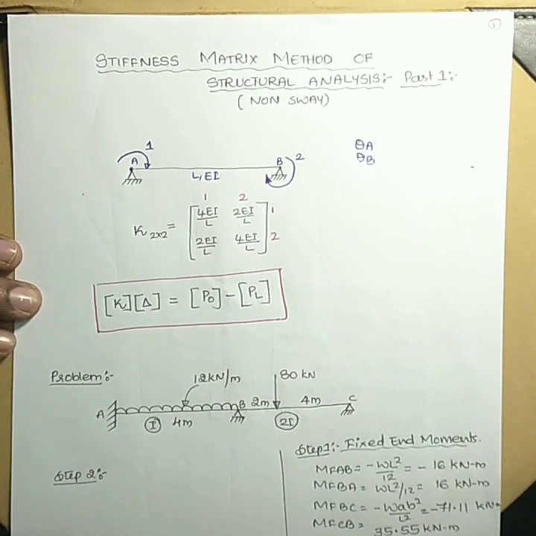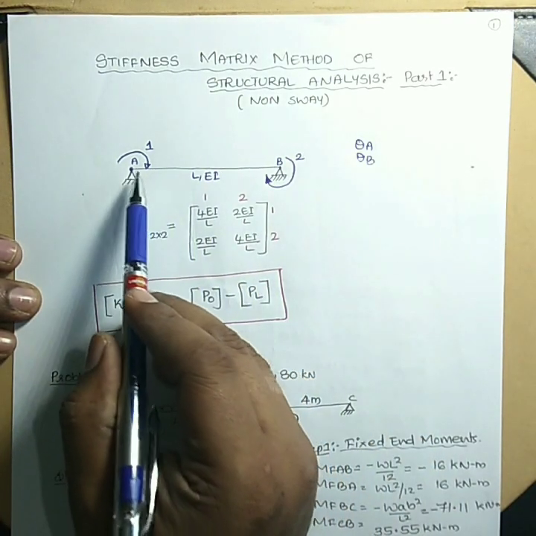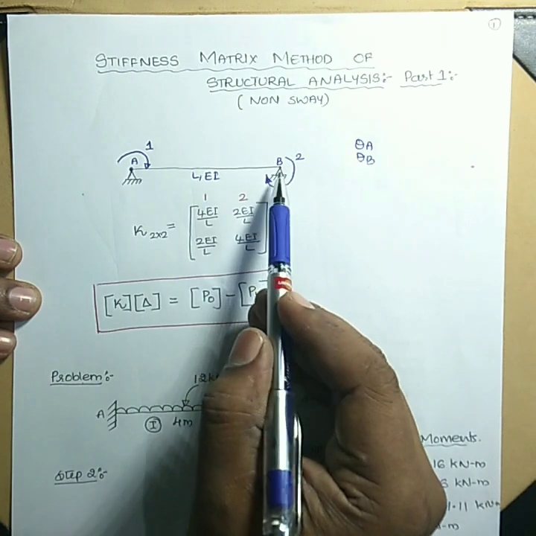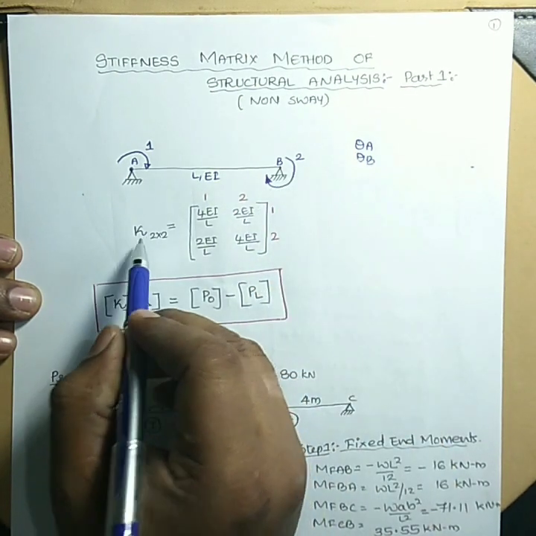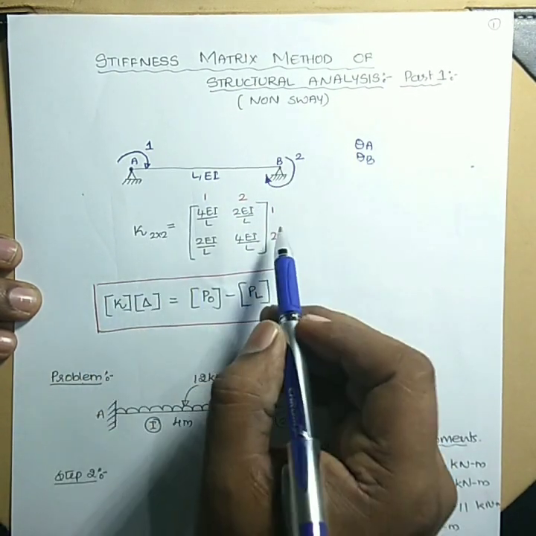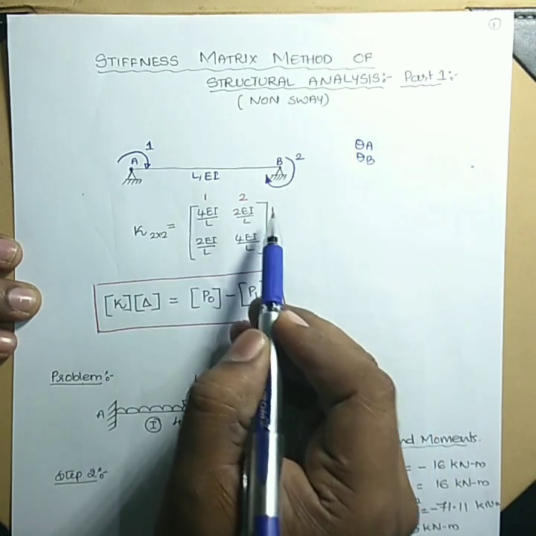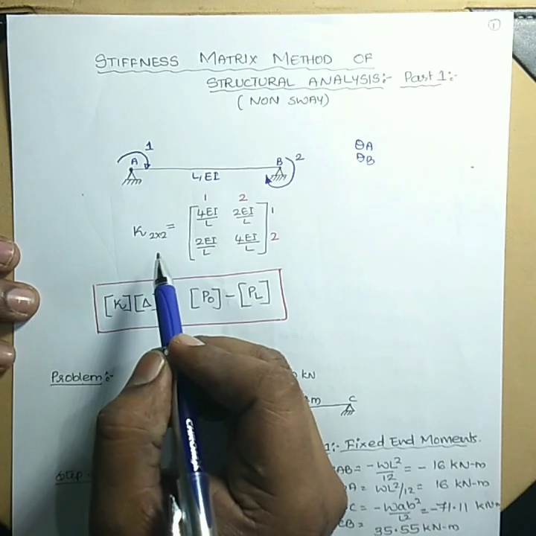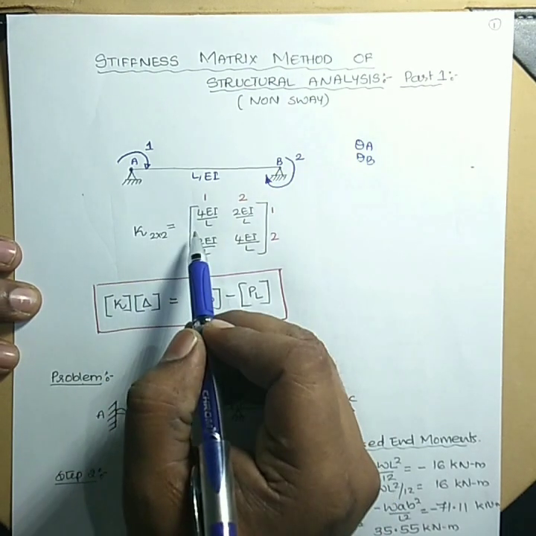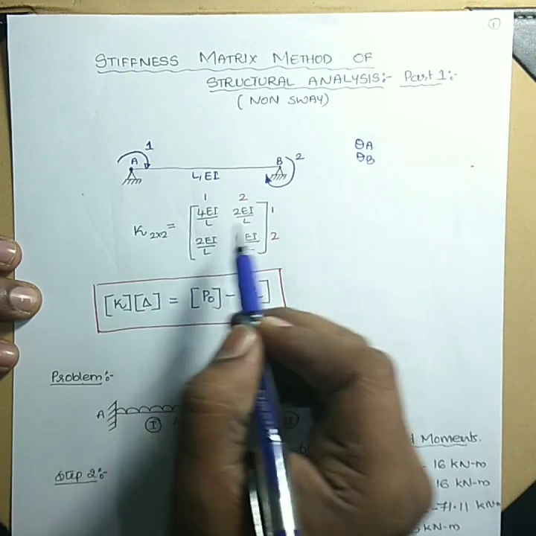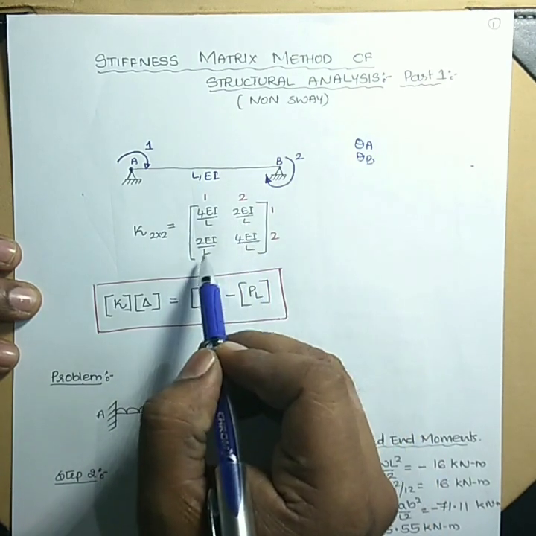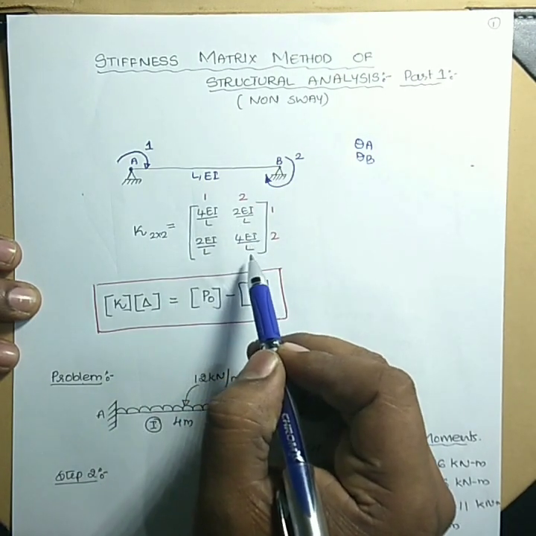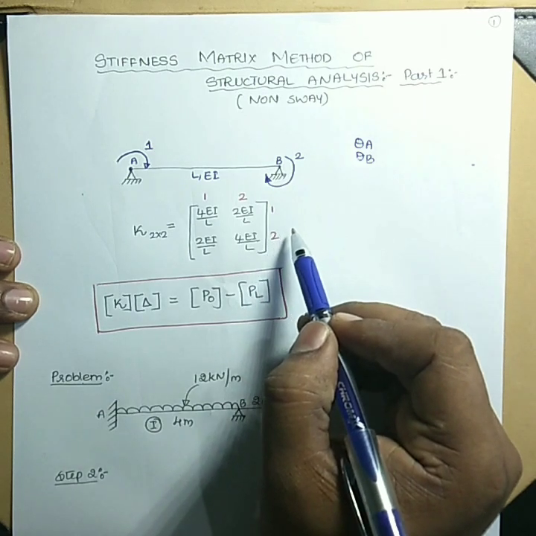So here, if you want to find the stiffness of this particular beam AB, we already found it. It is the K matrix, a 2 by 2 matrix, because we have two unknowns. When you have two unknowns, your stiffness matrix will be a 2 by 2 matrix, which includes 4EI by L, 2EI by L, 2EI by L, and 4EI by L. This you have to remember.